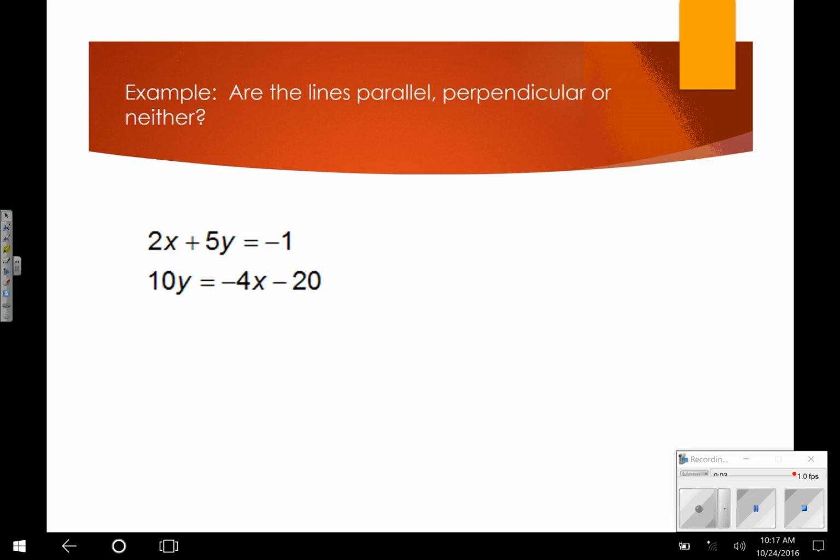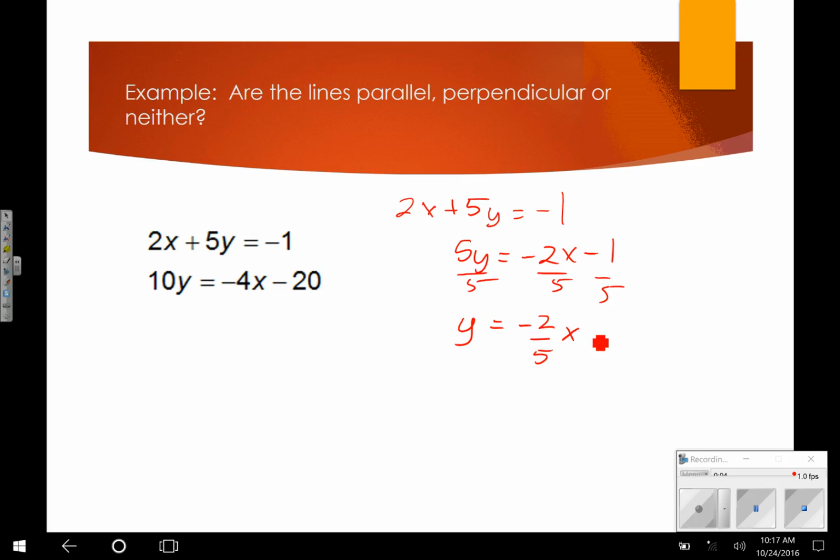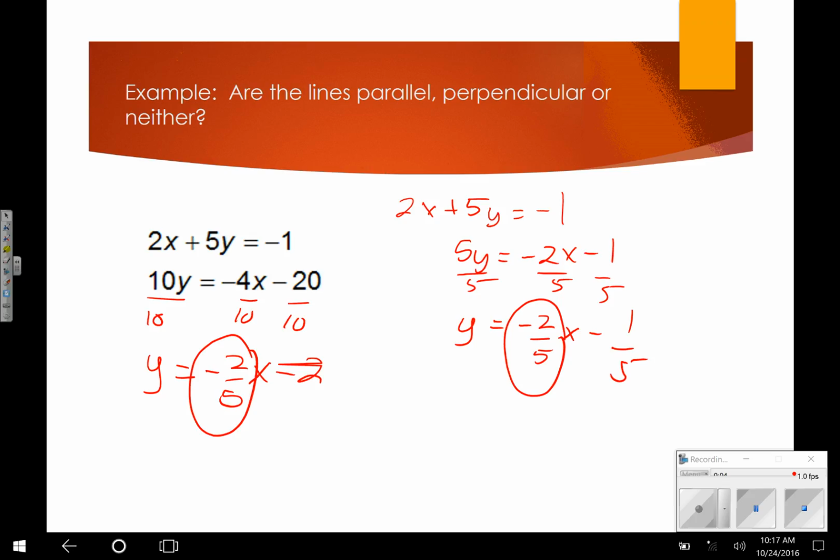Okay. Let's look at this example. If I take the 2x plus 5y equal to negative 1, I'm going to subtract 2x from both sides. And if I divide everything by 5, this equation is going to be y equals negative 2/5 x minus 1/5. Okay, and then if I take this other one and divide everything by 10, I'm going to get y equals negative 2/5 x minus 2. They both have the same slope of negative 2/5, so they are parallel.